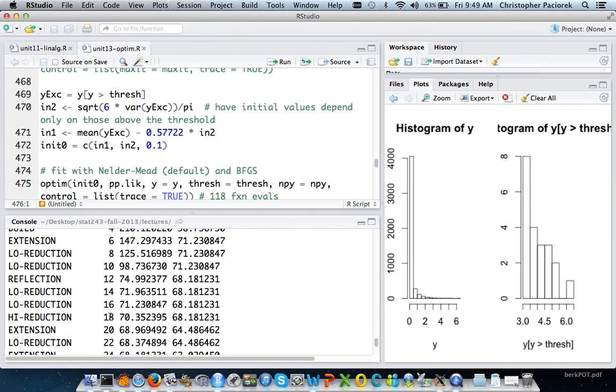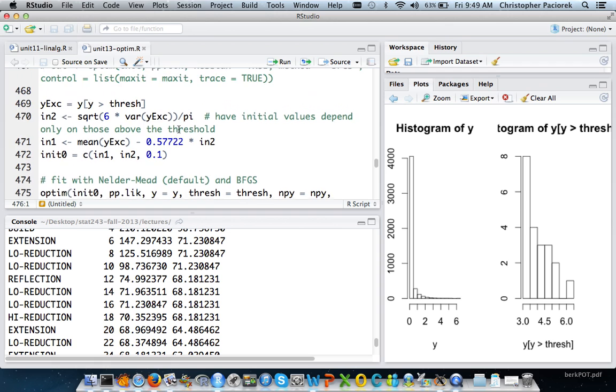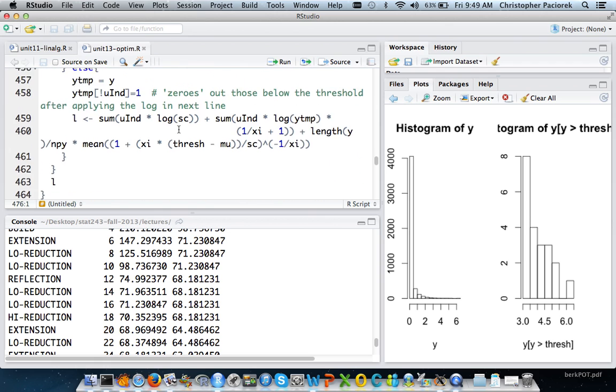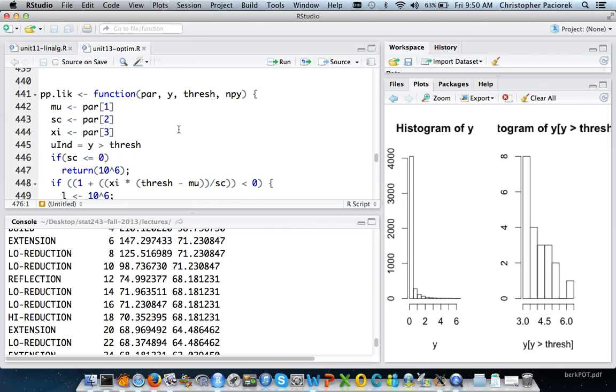So why do we pass in the floor y instead of the y string in this? Oh, yeah, that's a good question. I think that's just because of how I happened to set up this pp.like. It looks like I wrote this pp.like in a somewhat general fashion such that I can give it the full vector of observations and a threshold, and then I do the thresholding within the function.